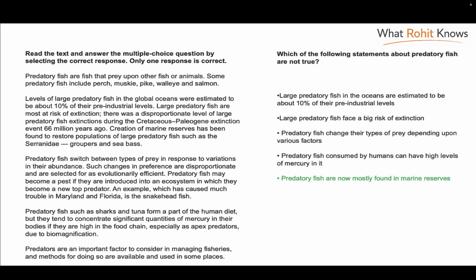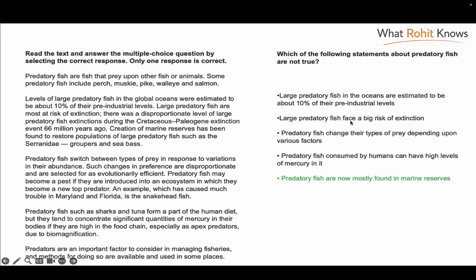The first option, large predatory fish in the oceans are estimated to be about 10% of their pre-industrial levels. Now I know that in the second paragraph, they mentioned the level of predatory fish where they are found, etc. And I can also see that this is where 10% is mentioned. And when I read the sentence, that levels of large predatory fish in the global oceans were estimated to be about 10% of their pre-industrial levels, so it's the same meaning as this option. So that means this option is correct. So that's why I will not select it.